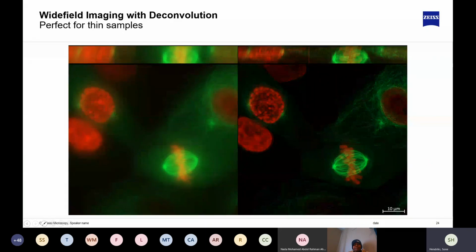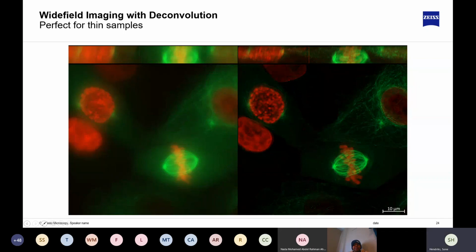But what is deconvolution? It is a way to improve your image by processing it after you've acquired it. And in fact, it's a technique that has been very well established for a very long time. Deconvolution can help you resolve your image better, and it works best when you have a lot of light, for example, as is the case in a wide field microscope.